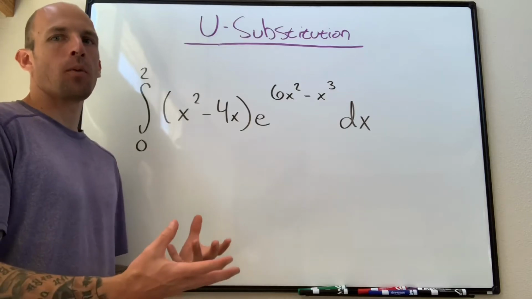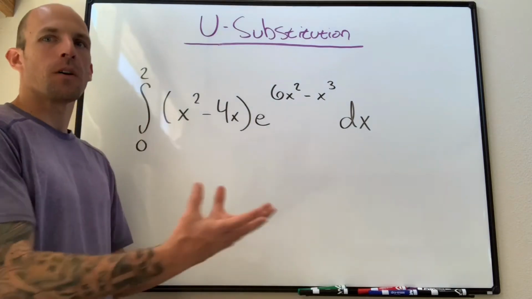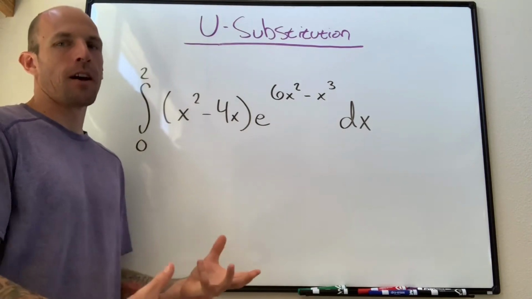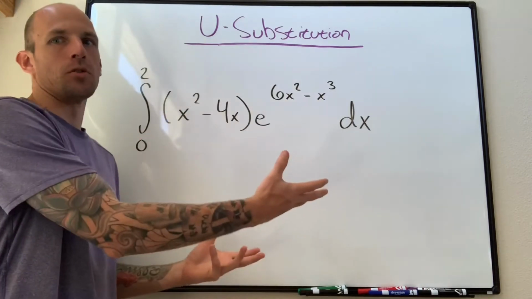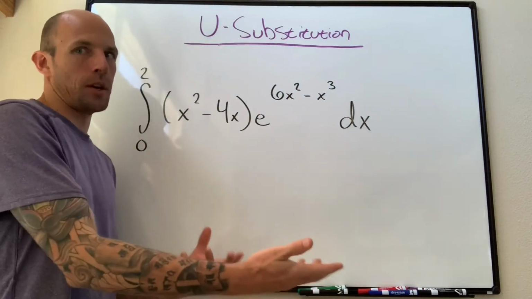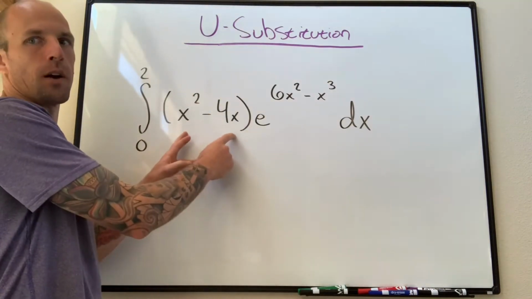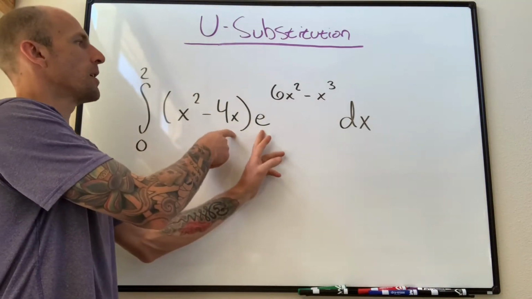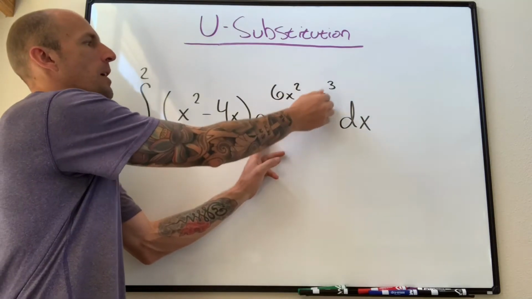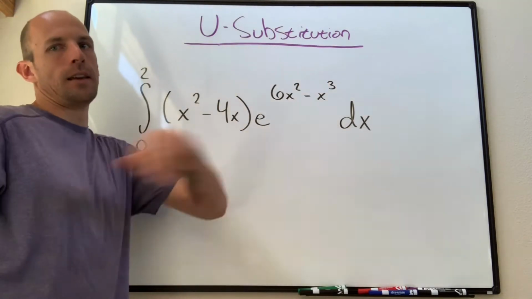In today's video, we are going to go over one of the most fundamental integration strategies you learn in calculus, and that is U substitution. And we're just going to do an example together. So we've got this integral from 0 to 2 of (x squared minus 4x) times e to the (6x squared minus x to the third) dx.